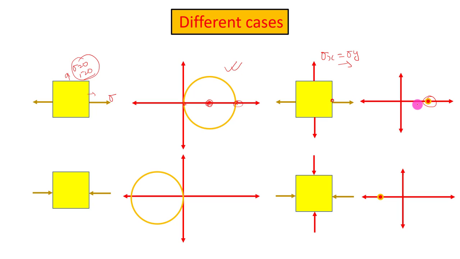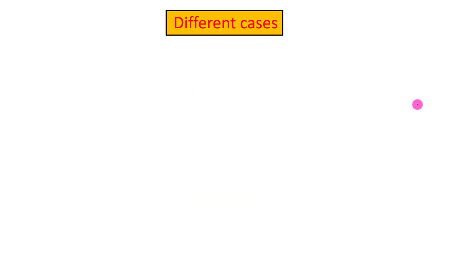Next, if we reverse the directions, simply this point is going to shift to the negative horizontal axis.